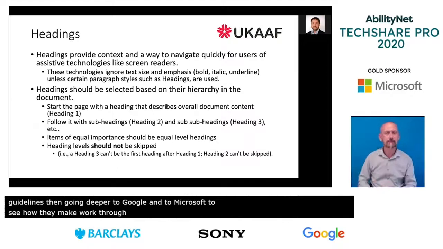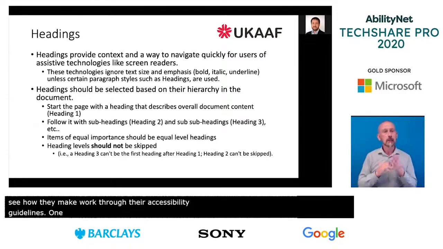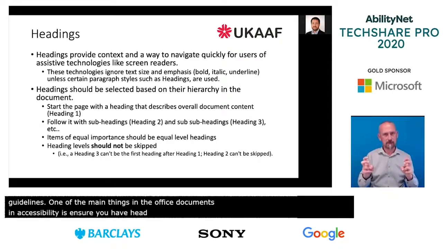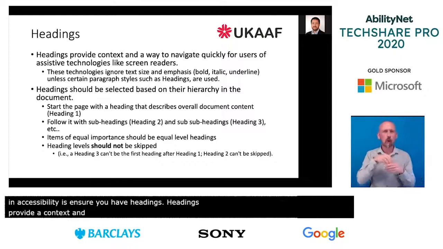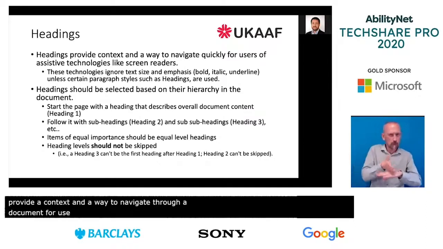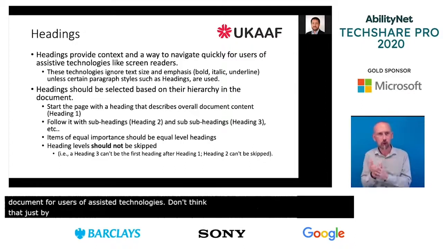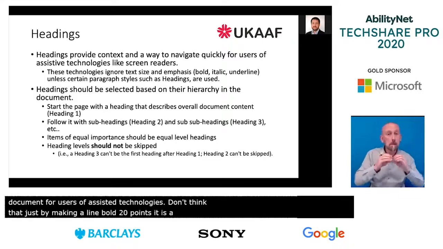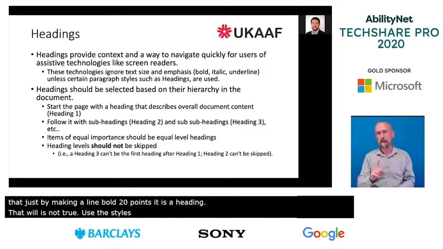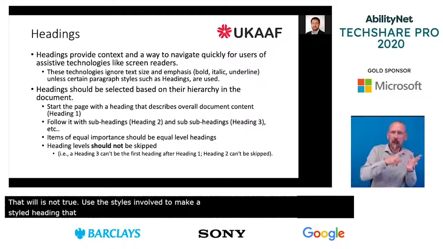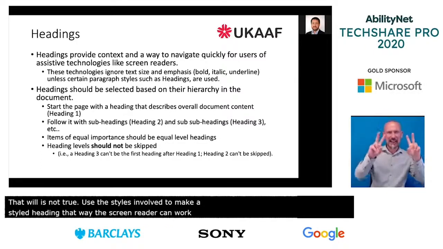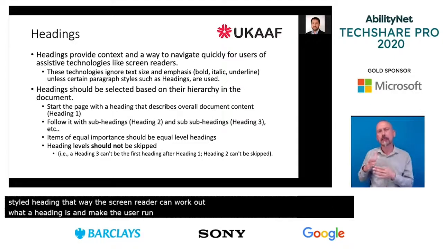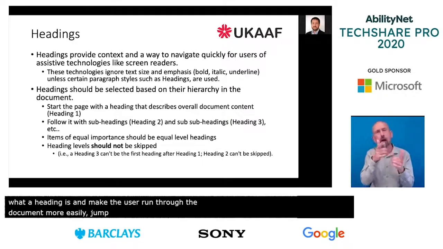So one of the main things in Office documents in accessibility is ensure that you have headings. Headings provide context and a way to navigate through a document for users of assistive technologies. And don't think that just by making a line bold 20 point, it becomes a heading. That's not true. You have to use the styles that are involved to make a styled heading. That way the screen reader can actually work out what a heading is and make the user run through the document far more easily, jumping from heading to heading or up and down to headings.